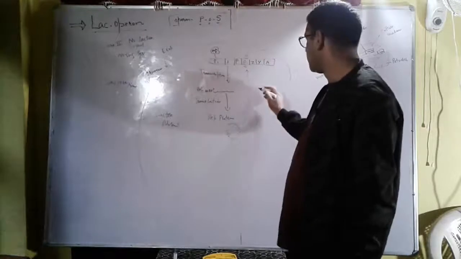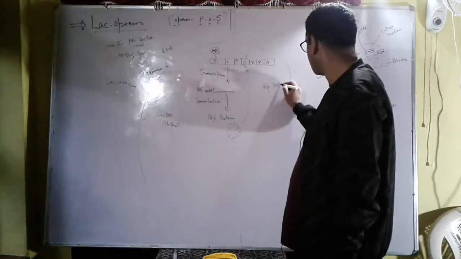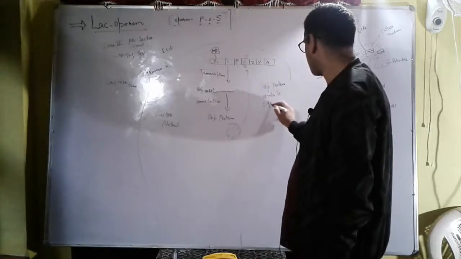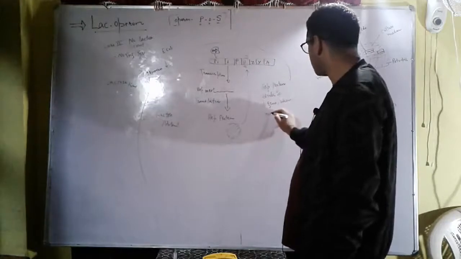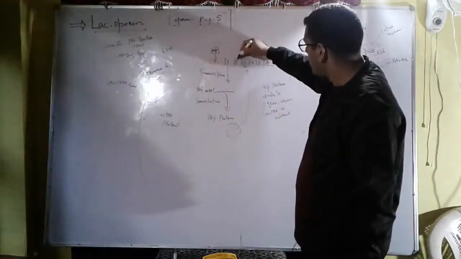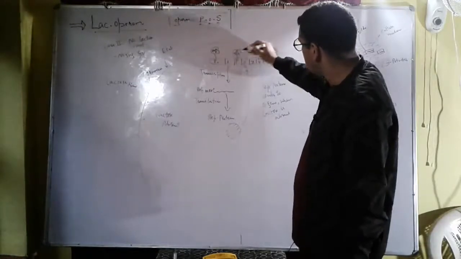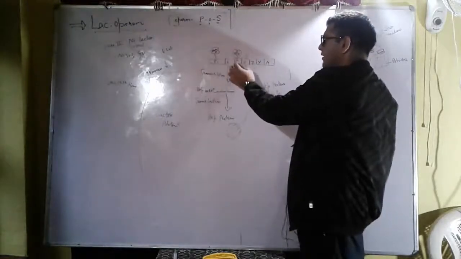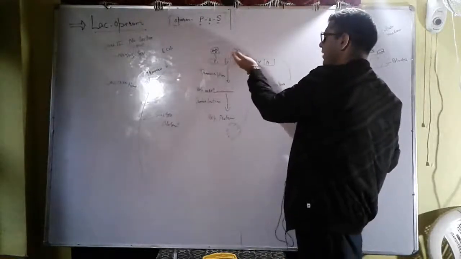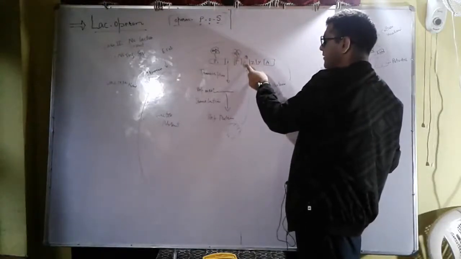That means this repressor protein binds to the operator when lactose is absent. When lactose is absent, RNA polymerase will still bind here. This is RNA polymerase. Now RNA polymerase will bind at the promoter site, but it cannot go ahead because the road for RNA polymerase is blocked at the operator site, the operator gene.